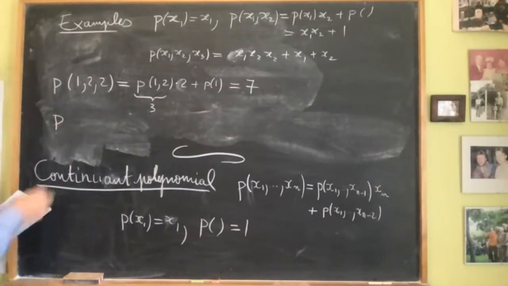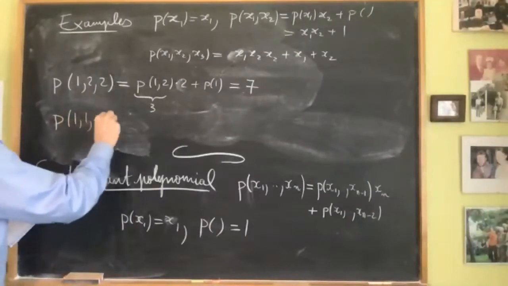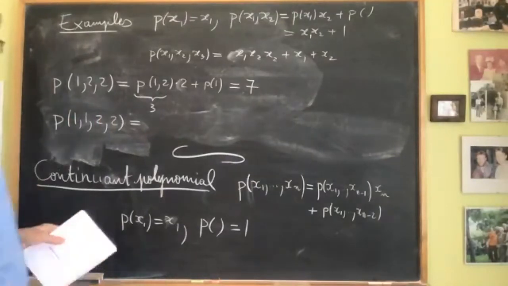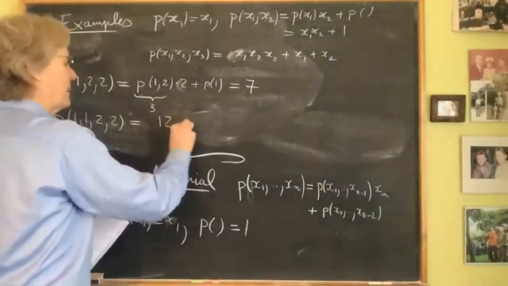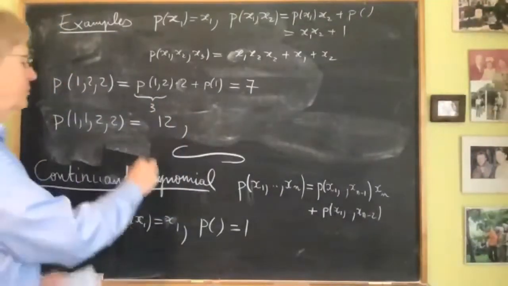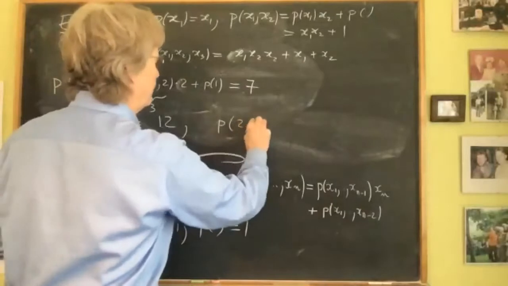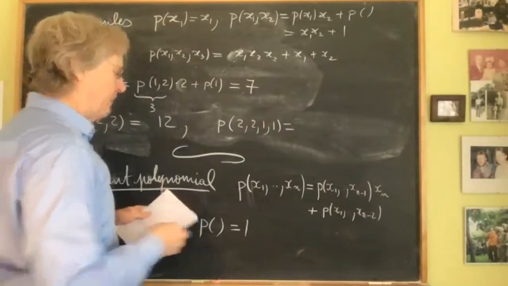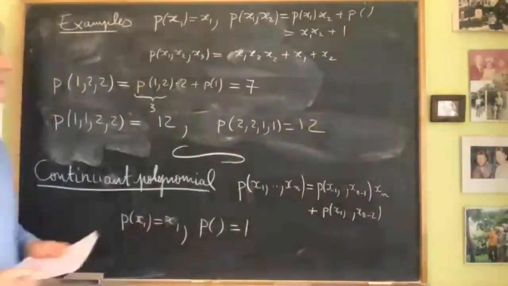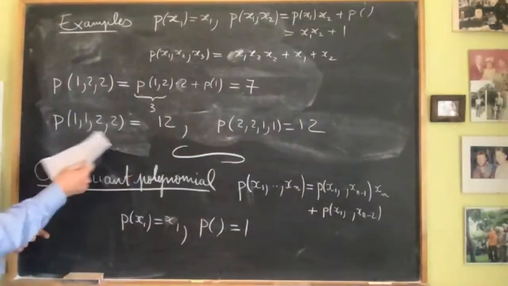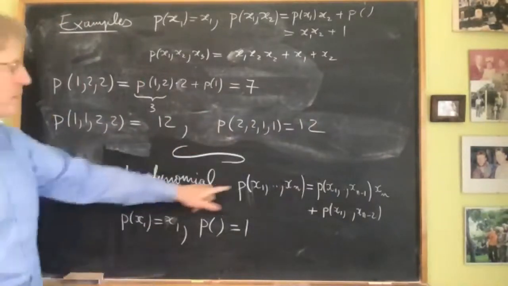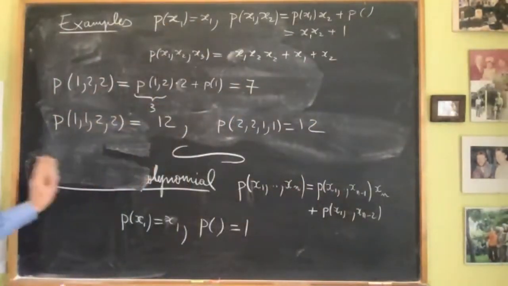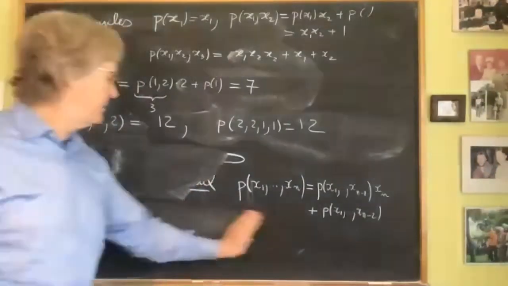Let's simply write the value. P of 1, 2, 2, 2, and the other one is P of 2, 2, 1, 1, is equal to 12. Yes, this is a property: when you completely reverse the sequence, the value is the same. But I don't want to insist too much on the properties of continuous polynomials.